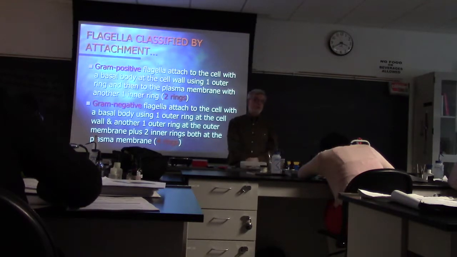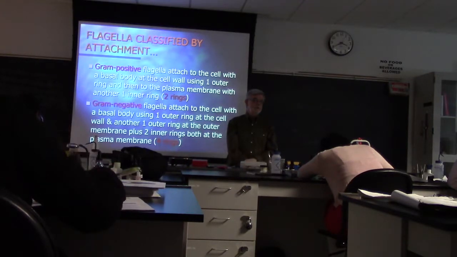So of course, gram-positives would have two. How many basal bodies would gram-negatives have? Four. They've got two membranes. One in the plasma membrane, one between the plasma membrane and the cell wall, one between the cell wall and the outer membrane, and one in the outer membrane.